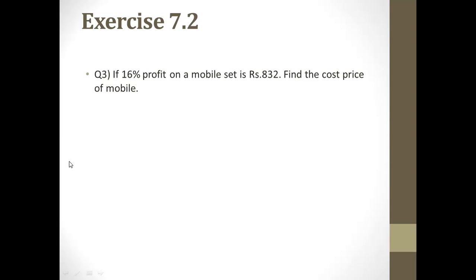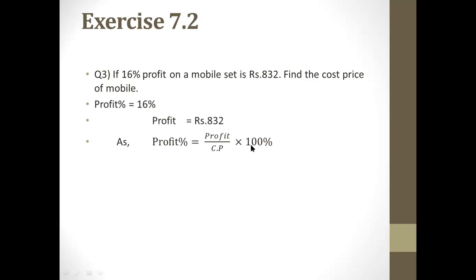Here you have given 16% profit on a mobile set, and the profit is 832. Find the cost price of the mobile. The cost price you are going to find. Here the profit percent is 16%, and the profit is rupees 832. You have to find the cost price. You know that for profit percent, this is the formula, and you will memorize it. Profit percent is equal to profit divided by cost price multiplied by 100%. So profit percent is given as 16%, so you put 16 here. Profit is given as 832, so in place of profit you put 832, and the cost price you have to find, so you write cost price as it is, multiplied by 100%.